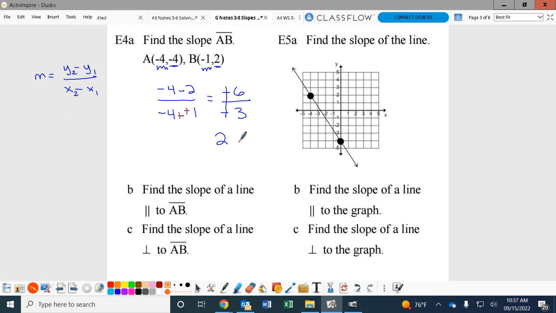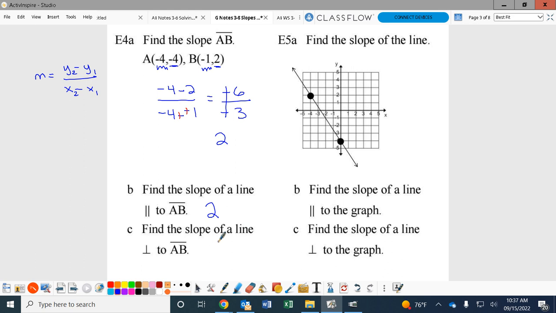Okay, that's the algebra. Now the geometry part of this question is, now that you know the slope is 2, if you wanted to find the slope of a line parallel to that, what would the new slope be? 2. If you wanted a line perpendicular to that, what would the new slope be?